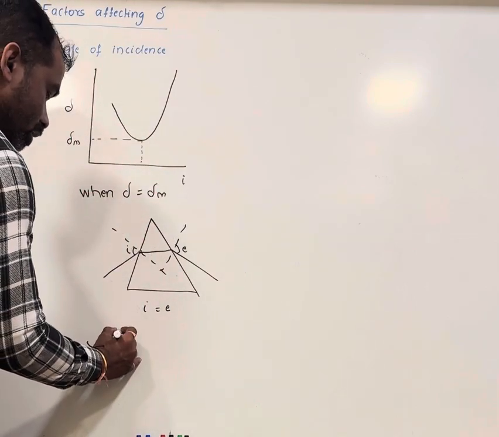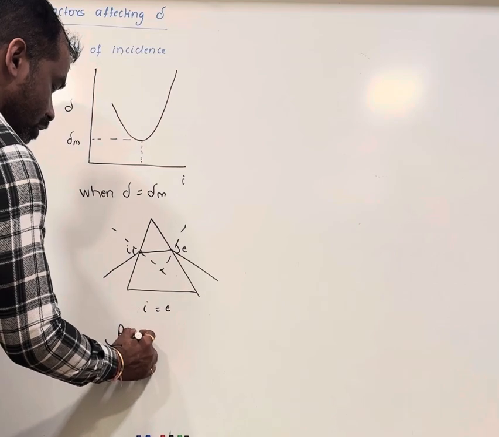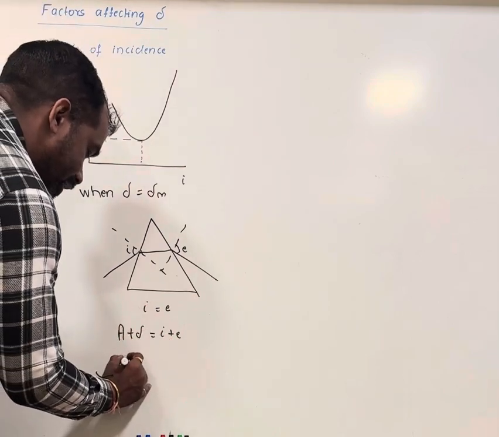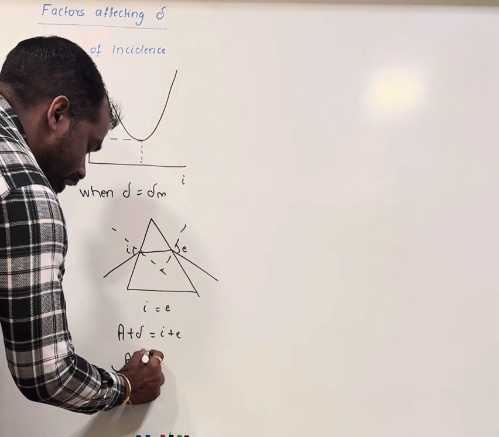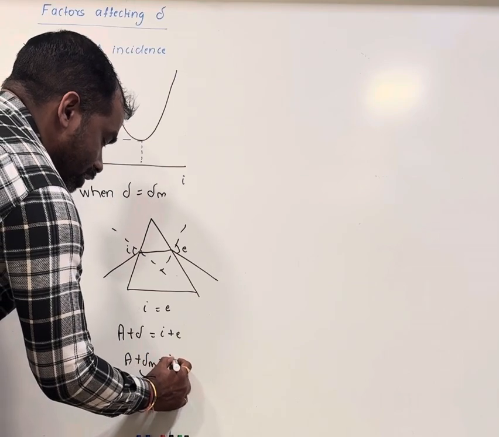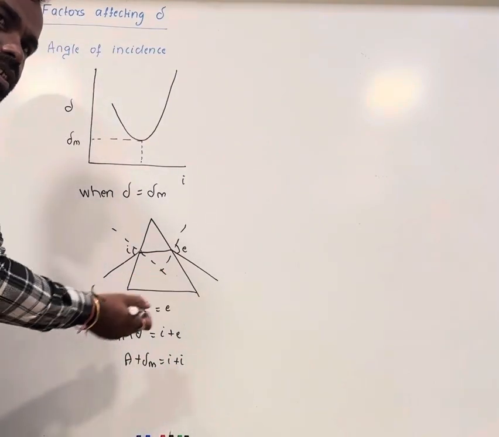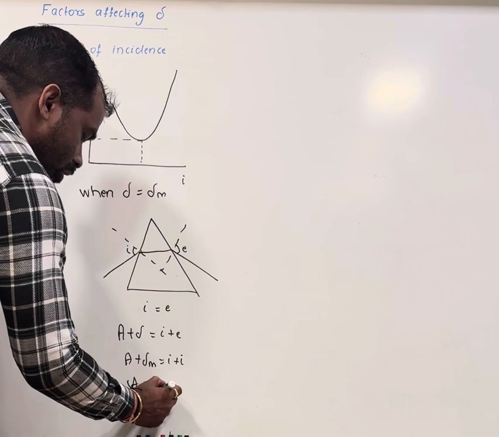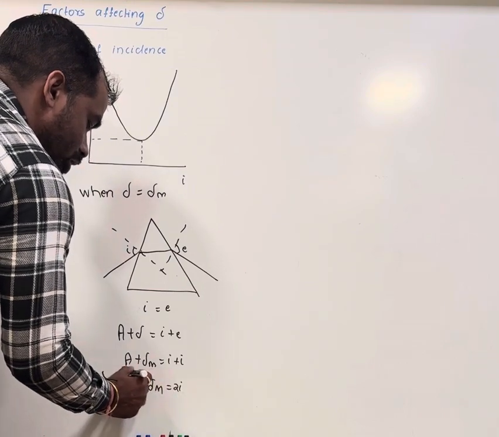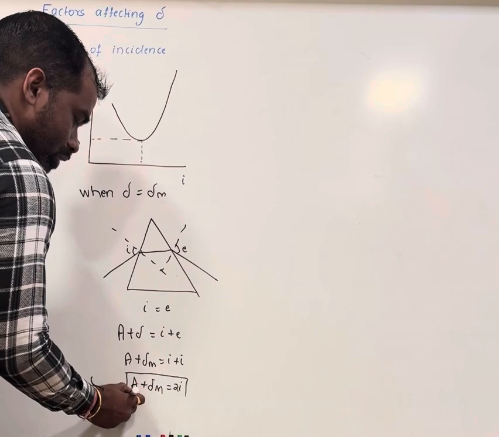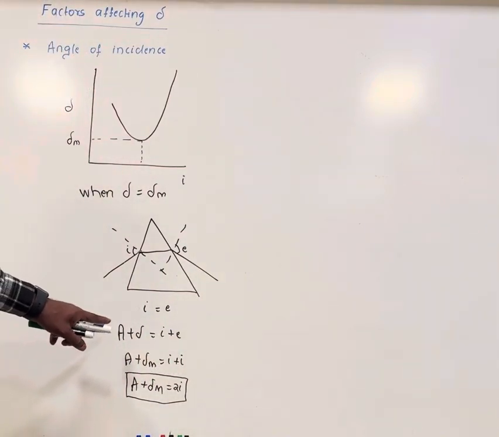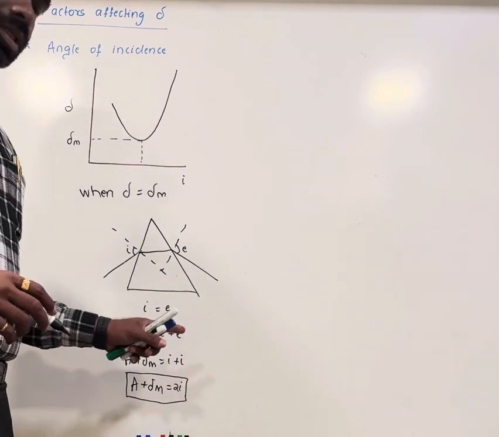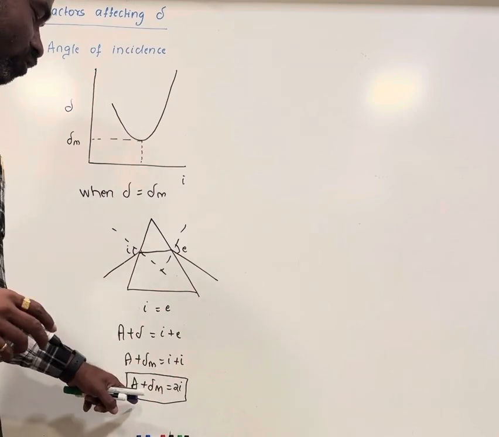So what is our prism formula? If you remember, A plus delta is equal to I plus E. So now if delta is minimum, can I write A plus delta M is equal to I plus I? Because I is equal to E, or you can say E plus E. So finally I can say A plus delta M is equal to 2i. So this is prism formula when angle of deviation is minimum. Normal formula is A plus delta is equal to I plus E. But when angle of deviation is minimum, that time you can use this formula also. Basically, this formula is same only.